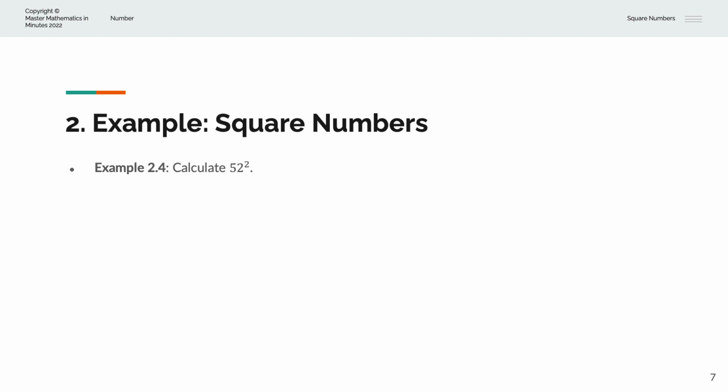In the fourth example, we're asked to calculate 52 squared, or 52 to the power of 2. So 52 squared is equal to 52 multiplied by itself, which is 52. And that gives us 2,704.